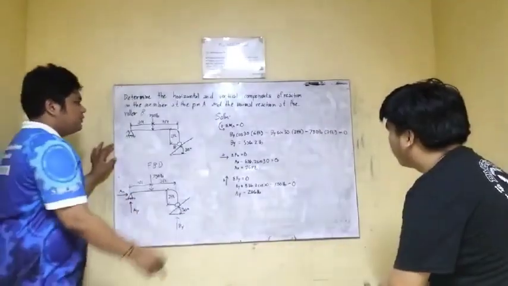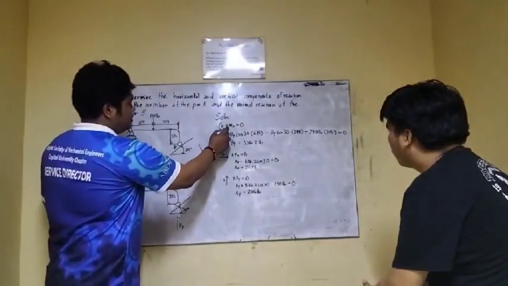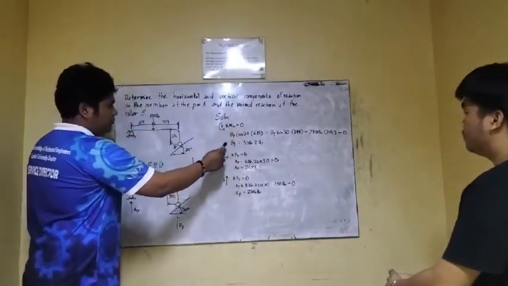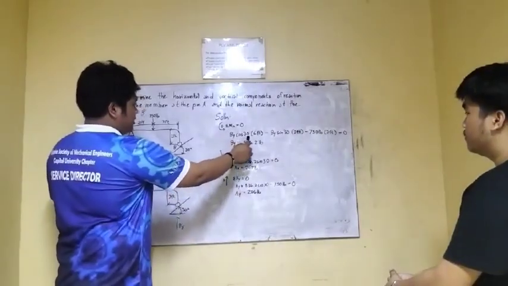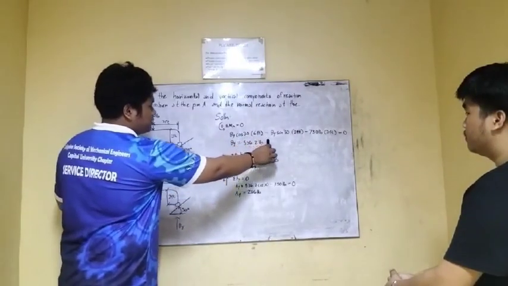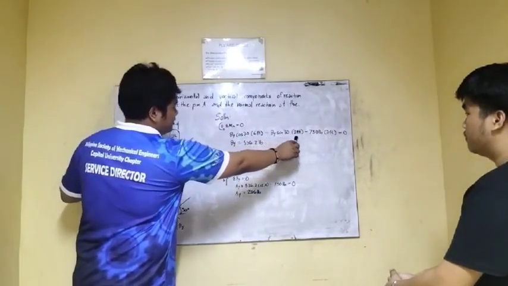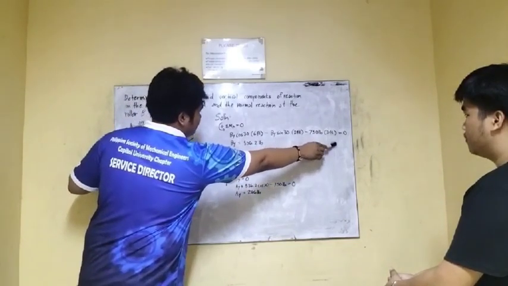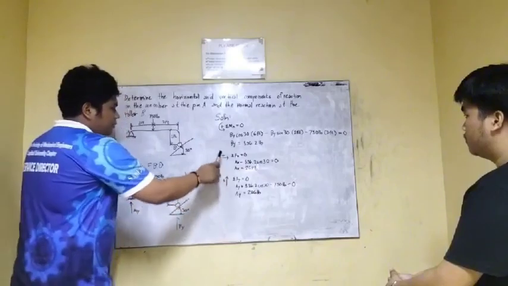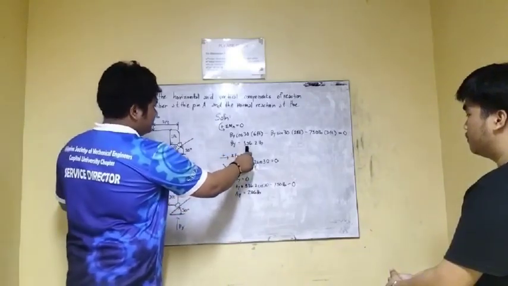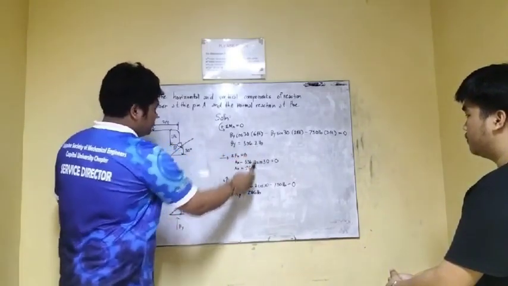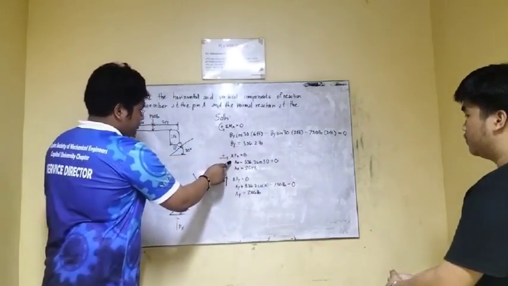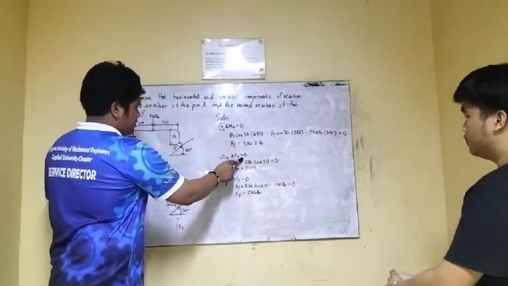So to solve this, first we're going to get the summation of moment along A equals to 0. So we have BY cosine 30 times 6 feet minus BY sine 30 times 2 feet and minus 750 pounds times 3 feet is equals to 0. So our BY now will be 536.2 pounds.